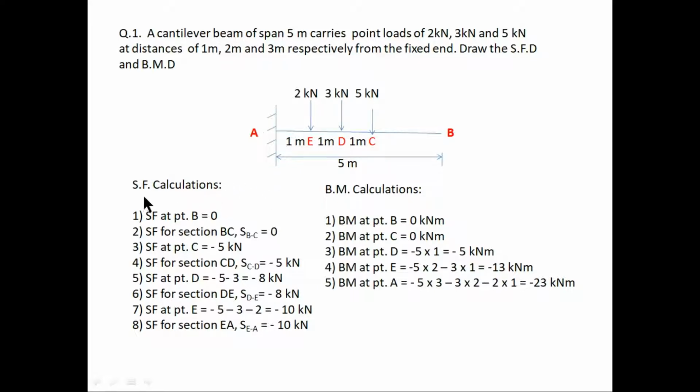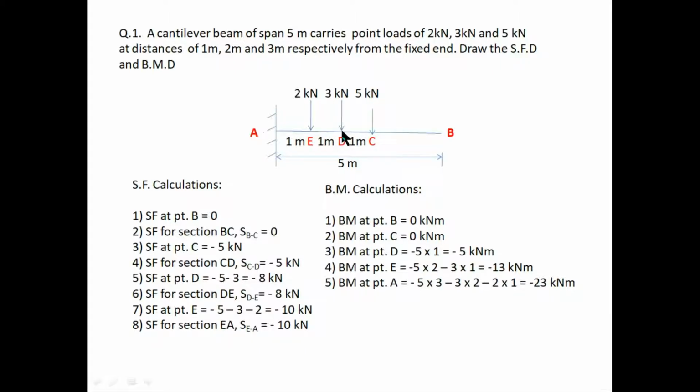Then the next step is to do the shear force calculations. The shear force calculations will be done for points along the beam and different for different sections as well. So SF at point B, because there is no load over here, is going to be 0. The SF for this section BC is also going to be 0. Then at point C there is a load of 5 kN. So SF at point C is equal to minus 5 kN. Then SF for section CD is going to be this 5 kN load. So SF for section CD is minus 5 kN.